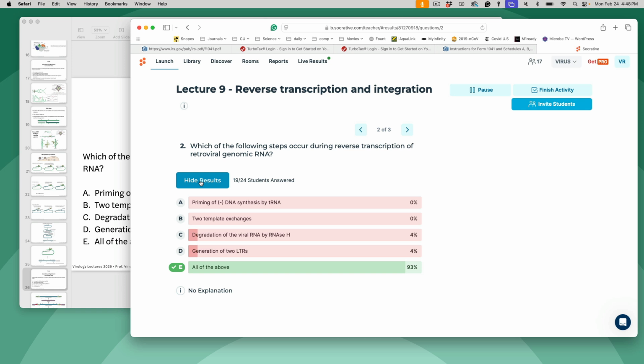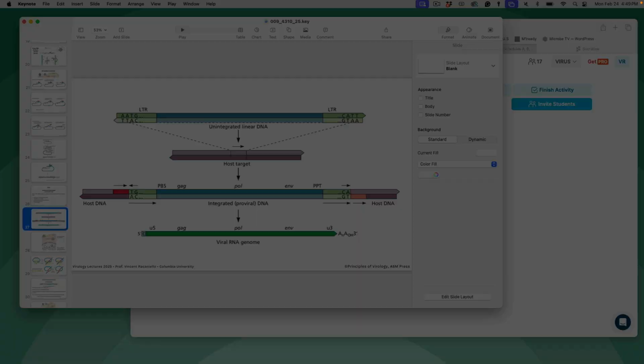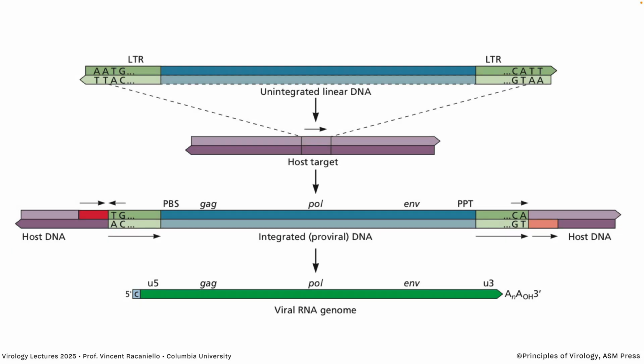Well, that's what these quizzes are for, to see how you're learning. Degradation of the RNA by RNase H certainly occurs. Generation of 2 LTRs, that's the most exciting thing to me. You go from none to 2. So here's a summary of this process. We have our DNA, well, what we're going to talk about next.